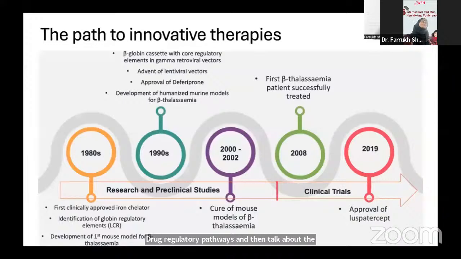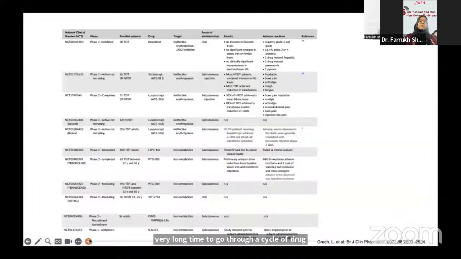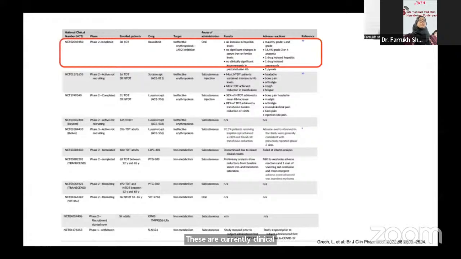So the path to innovative therapies takes a very, very long time. And what you can see here is the innovative therapies that we've actually managed to get over the last 20, 30 years or so. And what you can see is that the advent of lentiviral vectors started in 1990, but we actually only got approval for lentiviral vector gene therapy strategies in 2020, in essence. So it takes a very long time to go through a cycle of drug development to actually get therapeutics to the market.